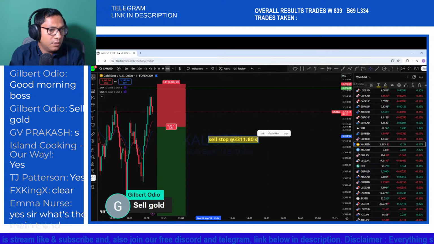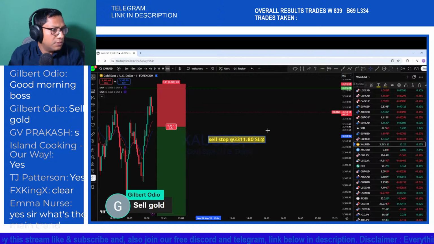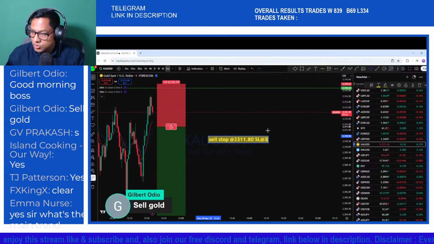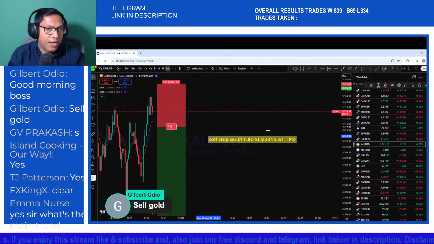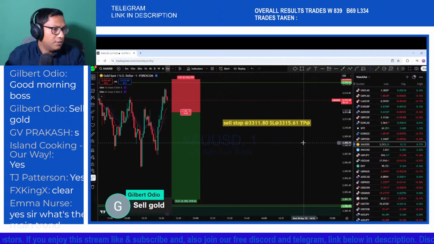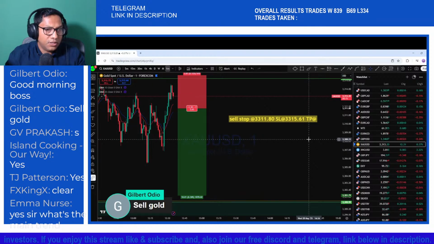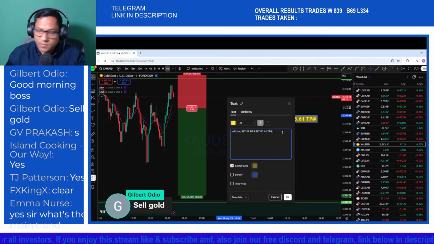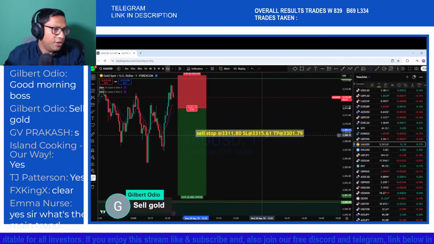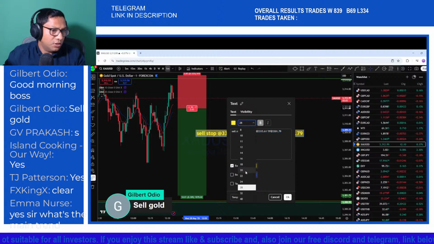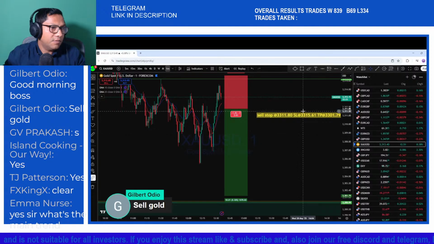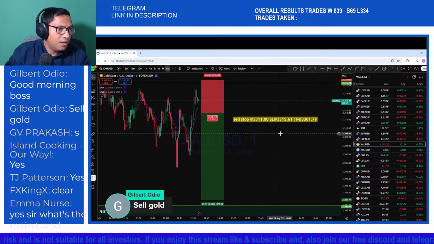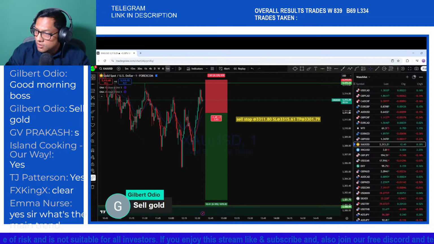At $3311.80, stop loss at 3315.61 and TP at 3301.79. Placing a sell stop here for this potential drop as the market is in a strong downtrend.